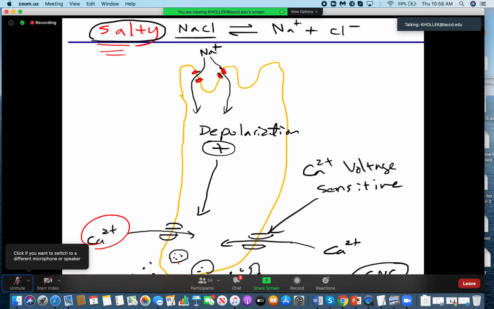Now, this calcium coming in causes the exocytosis of the vesicles with the neurotransmitter, most likely glutamate. And this glutamate, the neurotransmitter that they are releasing, again binds to the ligand or chemical gated channel on the nearby neuron, which triggers the action potential because it's excitatory, and then it sends a signal to the central nervous system.